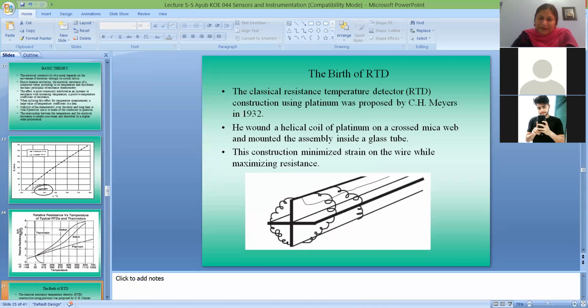Now, birth of RTD. The classical resistance temperature detector RTD construction using platinum was proposed by C.H. Mayers in 1932. He bound a helical coil of platinum on a crossed mica web and mounted the assembly inside the glass tube like this. The construction minimized strain on the wire while maximizing the resistance.